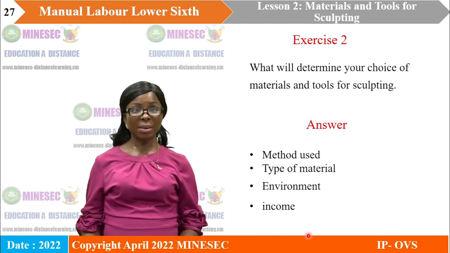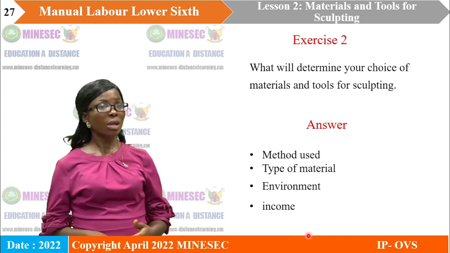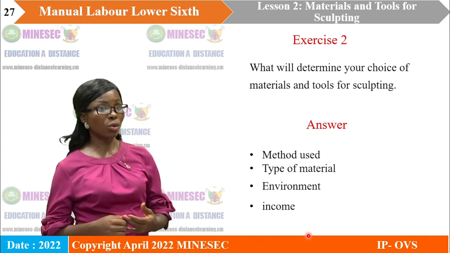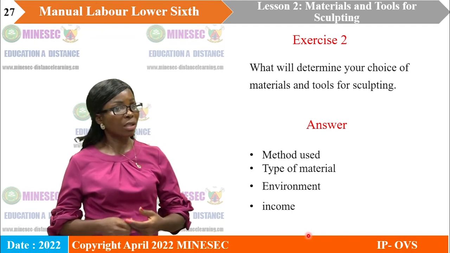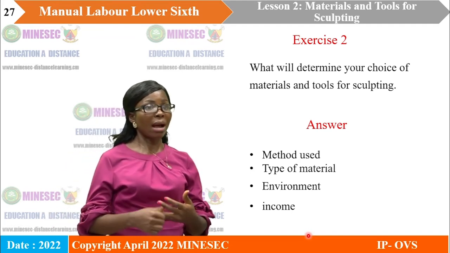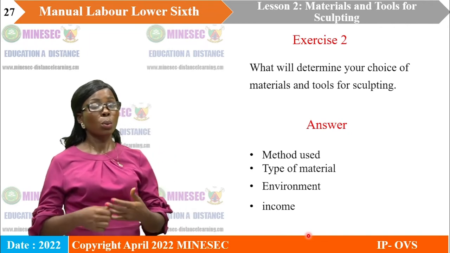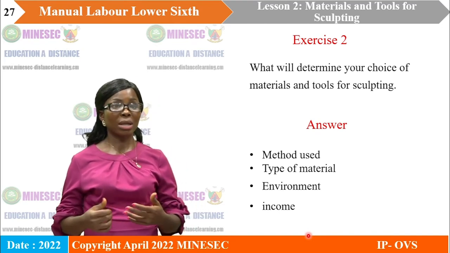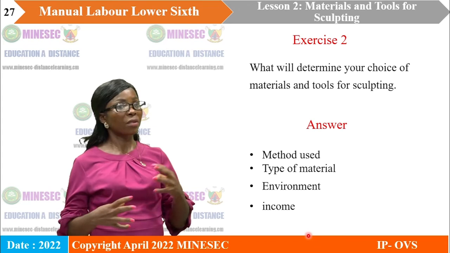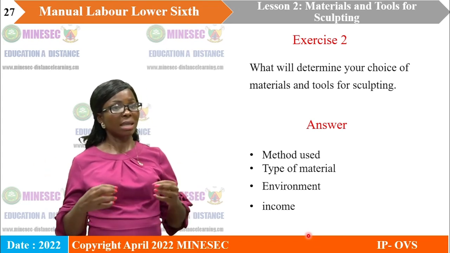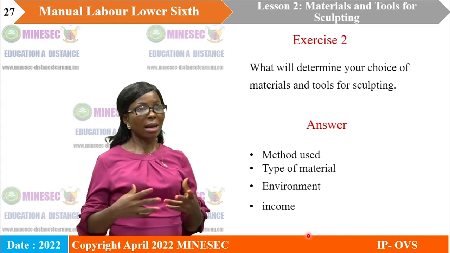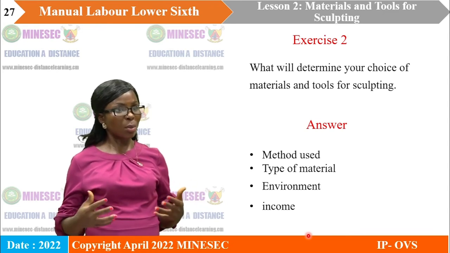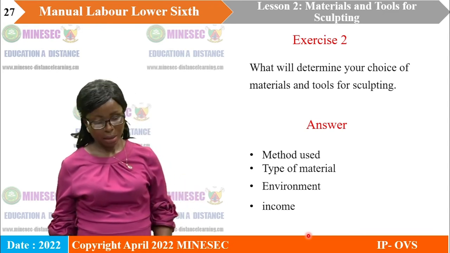The first thing that will determine the method we use to do your sculpting. If you come up with a method, you'll be able to know the type of materials to use. For example, if you want to do carving, we know that carving mostly goes with wood. If you want to do assembly, it mostly goes with piling up of things, and we just pick things and assemble. If you want to do casting, you know that we can use metals. Those are the types of materials that we use. All will determine your choice. If you know the method to use, you know the type of material to use.